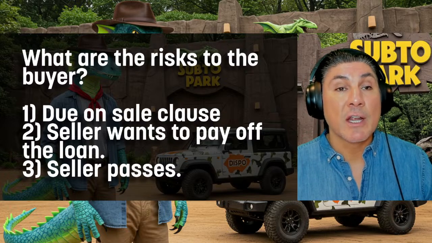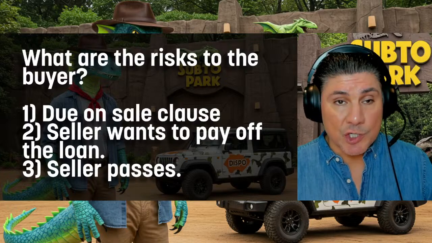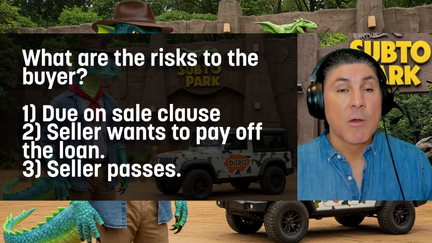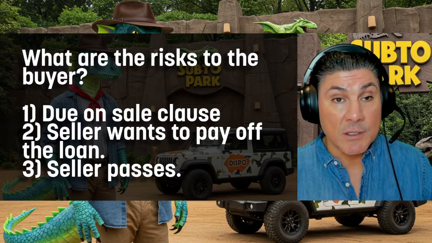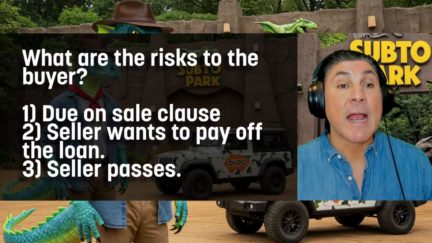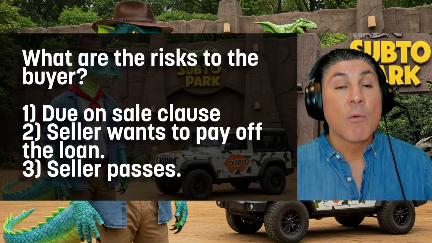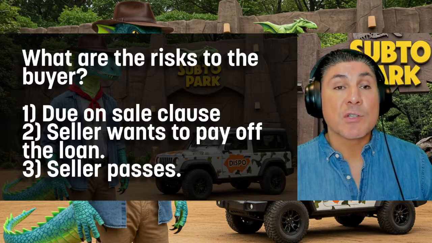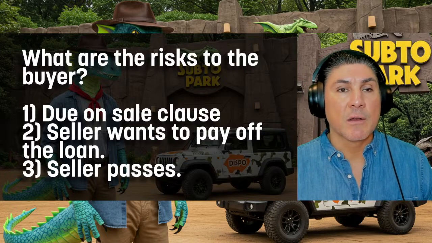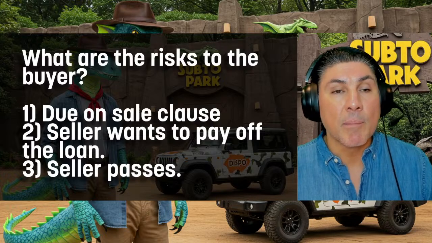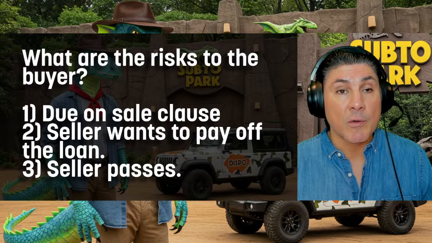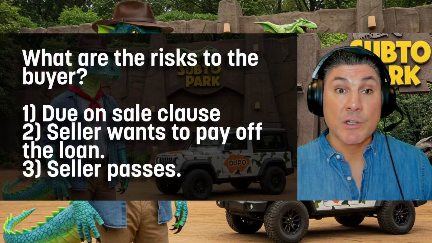Anytime there's a change in title, with a seller transferring title to their wife, to their trust, to an LLC that they own 100%, or to their children, anytime there's a transfer, that due on sale clause can pop up. Again, the burden is on the homeowner to be able to prove to the lender that they are still the owner. And there's ways to do that.